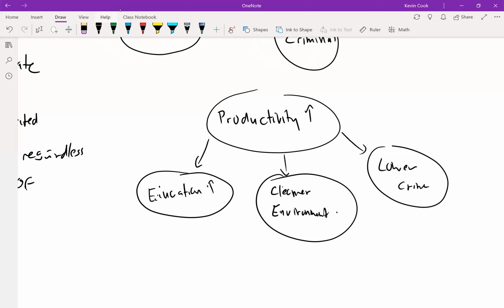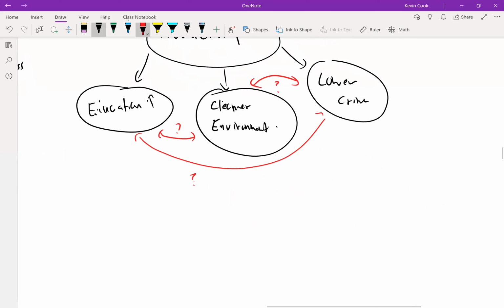But just because, right? So if we think about this not on the education route, productivity leads to a cleaner environment, and higher productivity leads to lower crime. But does a cleaner environment lead to lower crime? Maybe not necessarily, right? And same thing with education. We could say, does that education lead to a cleaner environment, or does that education lead to lower crime? Maybe, maybe not.